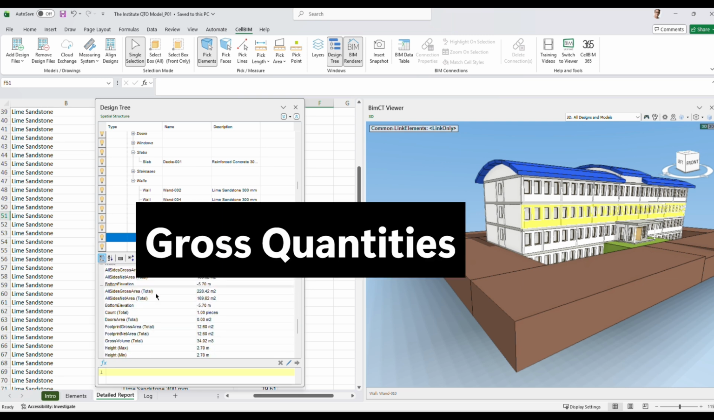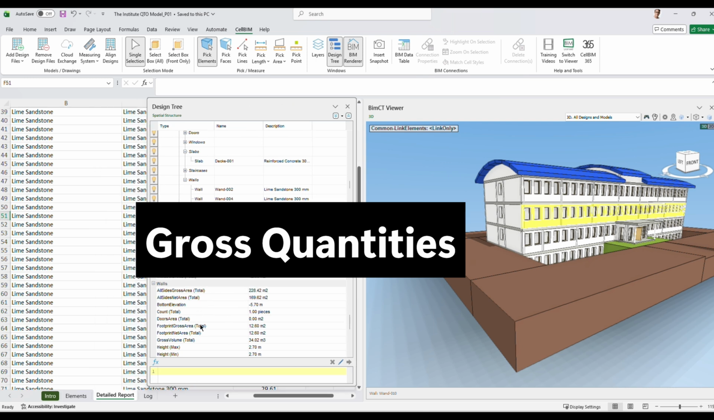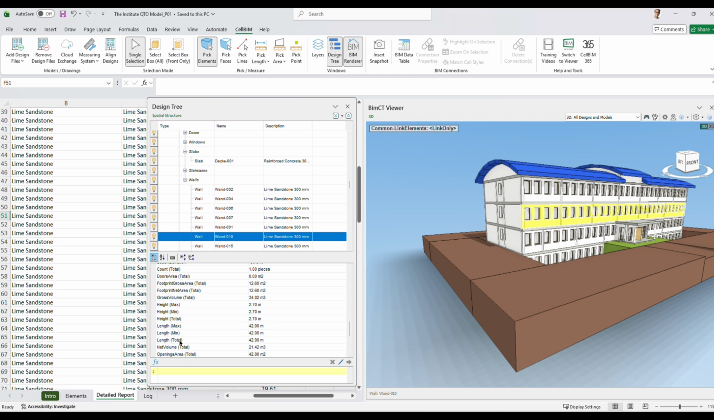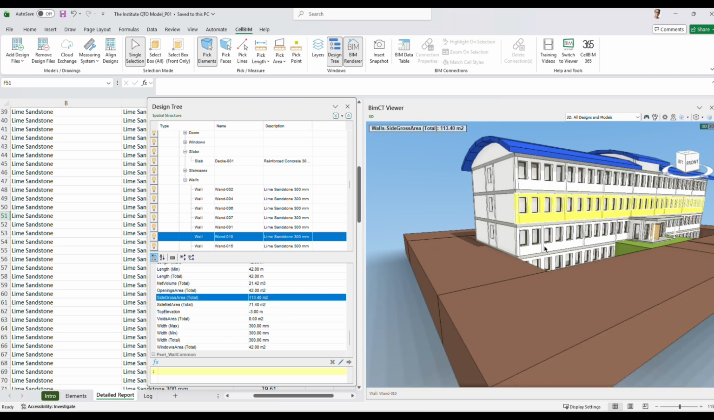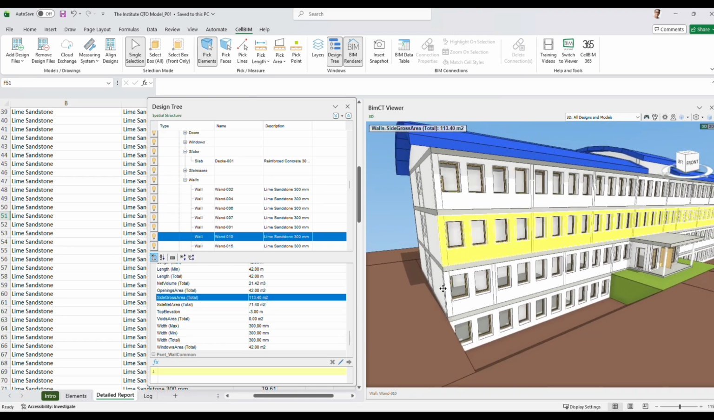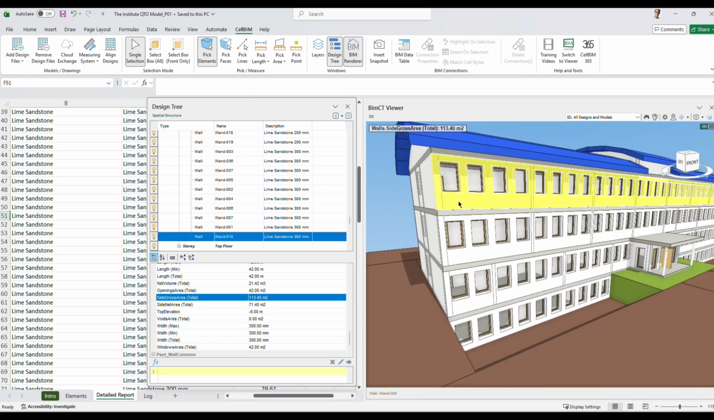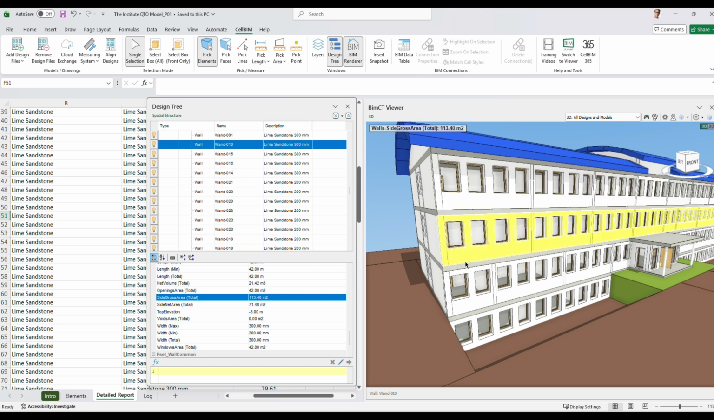First up is gross quantities. Gross quantities represent the total size of an element, with nothing taken away. Think of this as the model in its raw form. For example, a gross wall area includes both faces of the wall and does not subtract doors or windows.